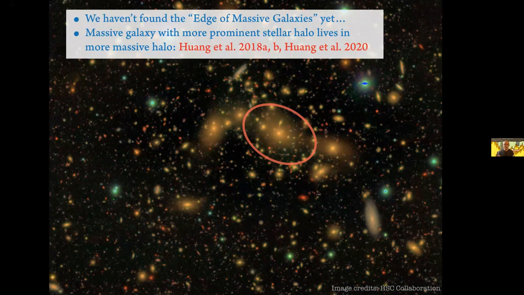Although we can't reliably measure the halo boundary now, and I still haven't found where the edge of a massive galaxy is, even on these deep images, we do learn that in the stellar outskirts there's a lot to learn about the dark matter halo.